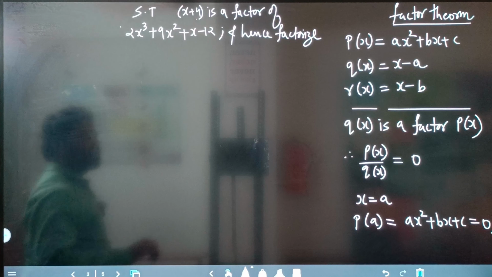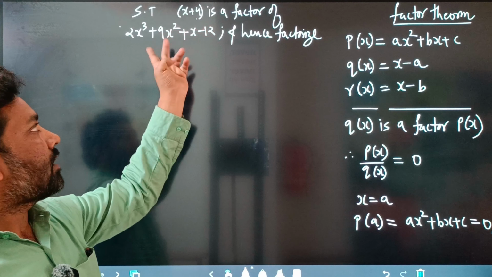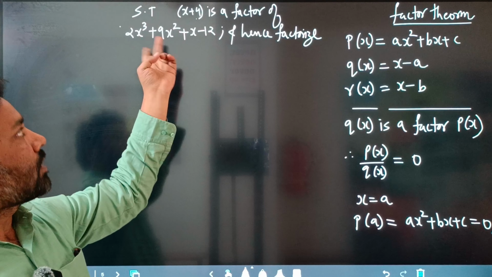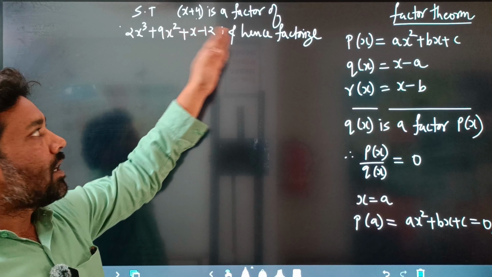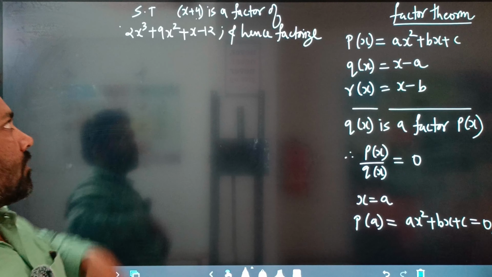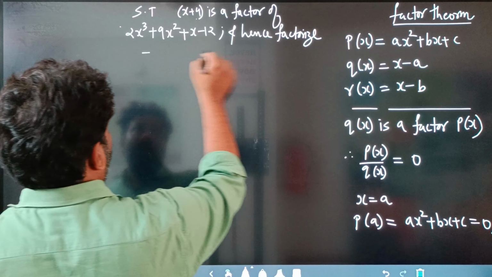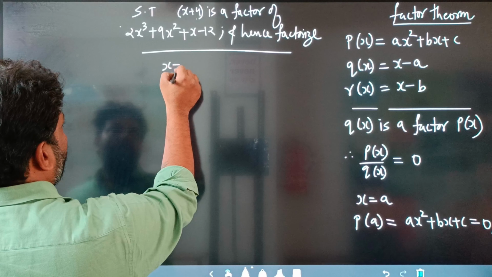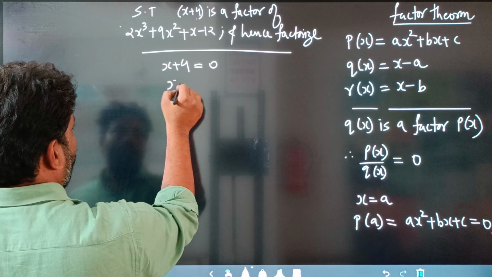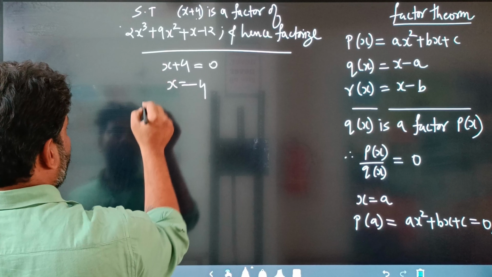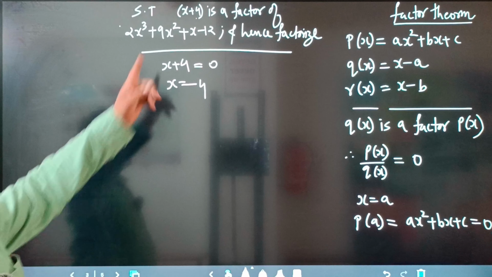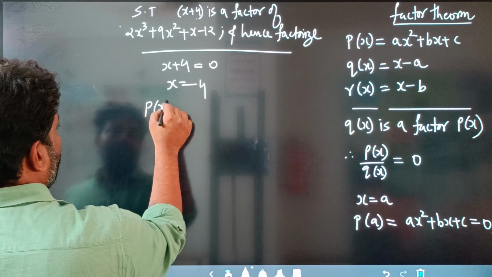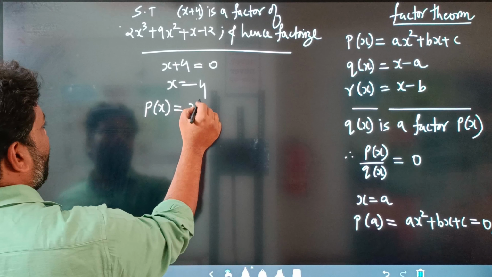So this question says that x plus 4 is a factor of this, right? One thing is we have to prove that x plus 4 is a factor of this given polynomial, and hence ultimately we are required to factorize. So going by the factor theorem and indirectly the remainder theorem, x plus 4 equal to 0, x equal to minus 4. Let's label the polynomial as p of x.